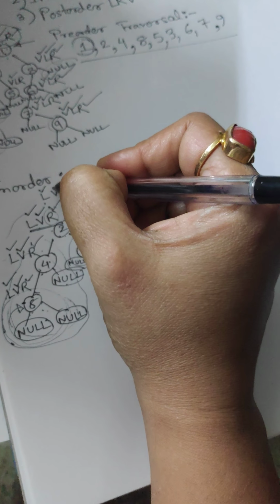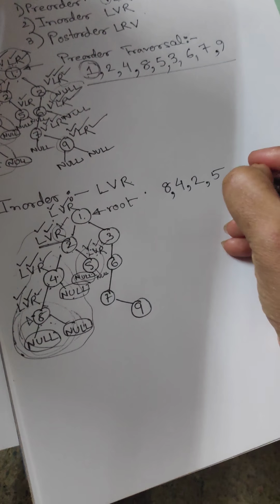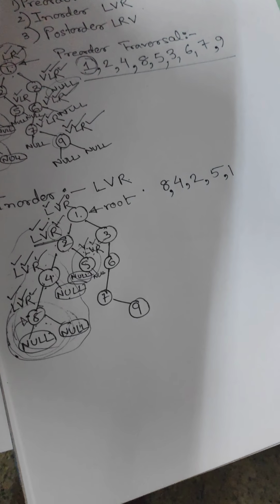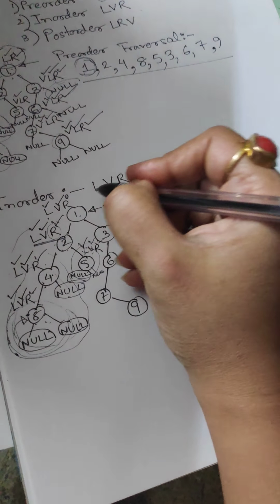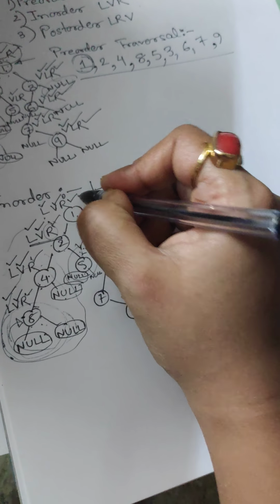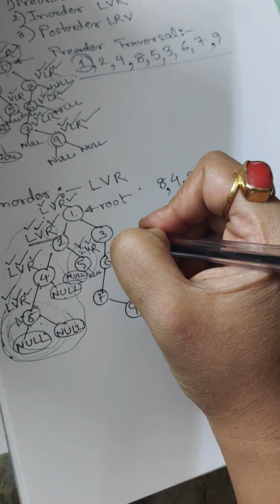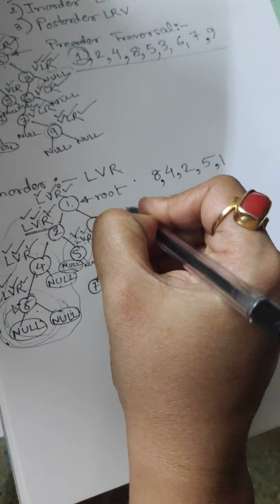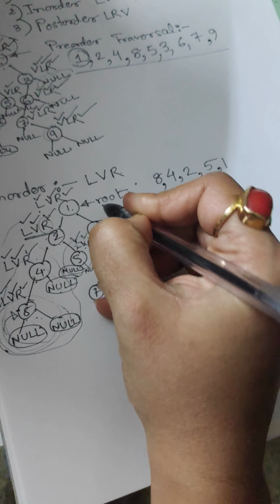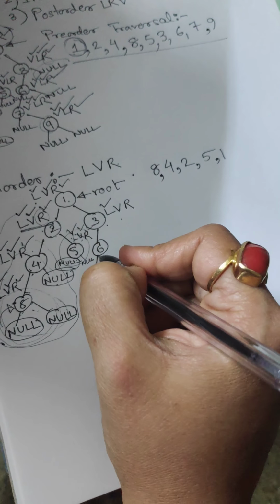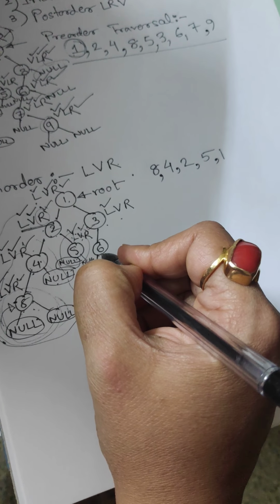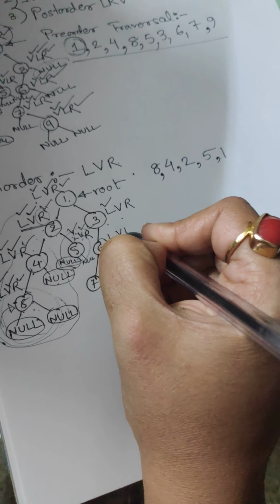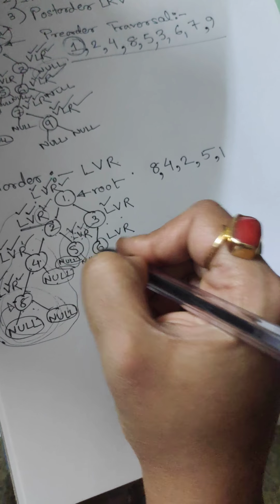So what do you do? You visit 1. That means you display the value of 1. And then you come to the right hand side. Right hand side of 1 is 3. So again you apply LVR on 3. L, left side of 3, that is 6. Again you apply LVR on 6.